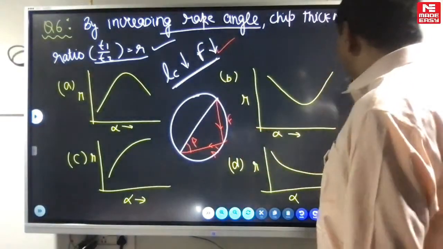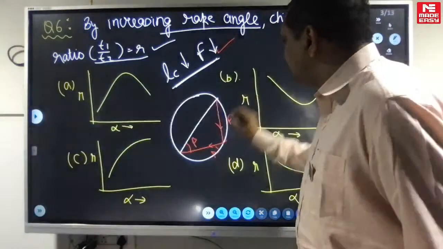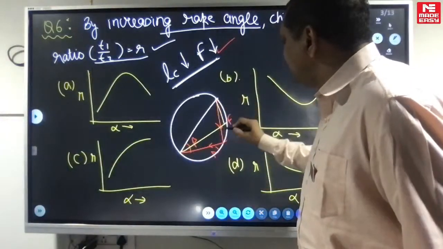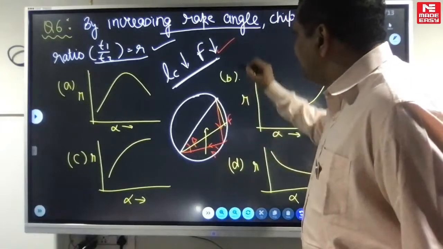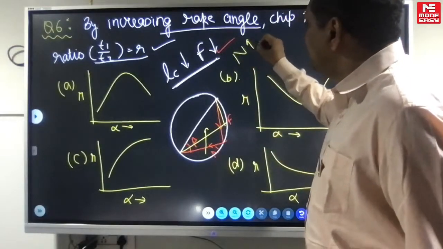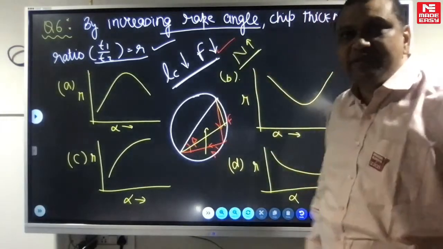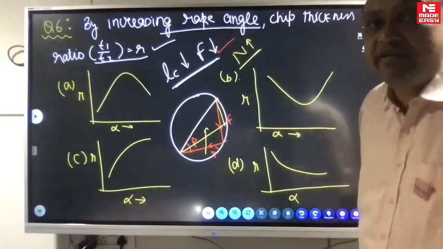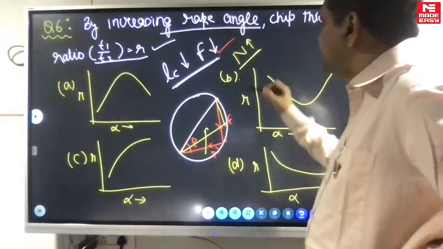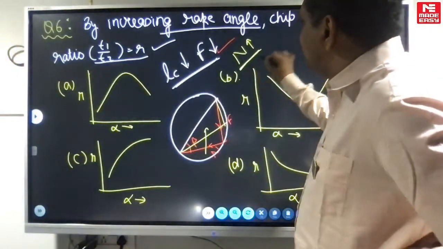If F is decreasing here, then how does the curve go? If F decreases, see what happens. It looks like this, right? F decreases, N will increase. The reason I am speaking too much English is that quite possibly some South Indian students may be in the audience. F decreases, then N will increase.